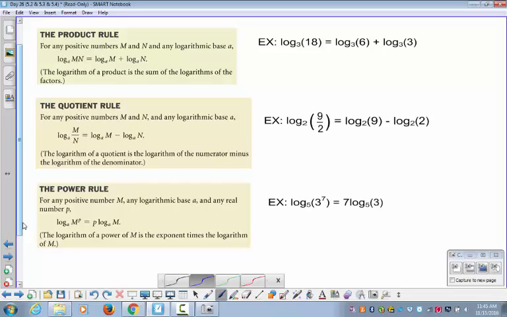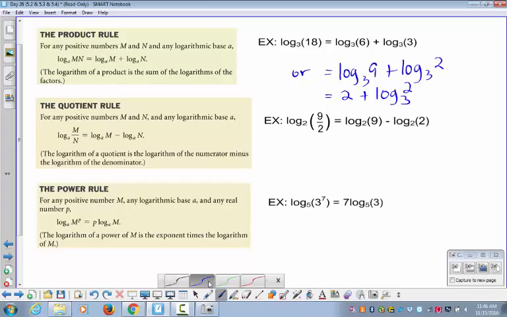We can take log base 3 of 18 and we can separate it into log base 3 of 6 plus log base 3 of 3. We could also use 9 and 2, right? You could make this log base 3 of 9 plus log base 3 of 2. That would work. With log base 3 of 9, what exponent on 3 is 9? 2. So you could do that. That can be simplified.